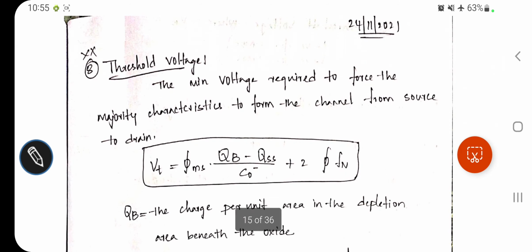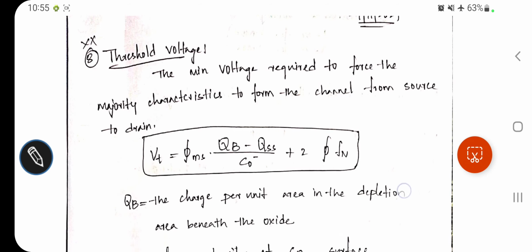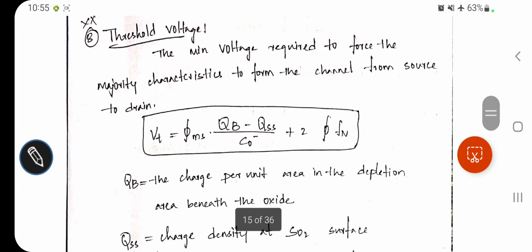Further, next we have the threshold voltage definition and its equation. Already I have told you what is threshold voltage. Threshold voltage is defined as the minimum gate to source voltage required to turn on the channel. Minimum gate to source voltage required to turn on the channel, that is called the threshold voltage. Minimum gate to source voltage to form the channel between source and drain.